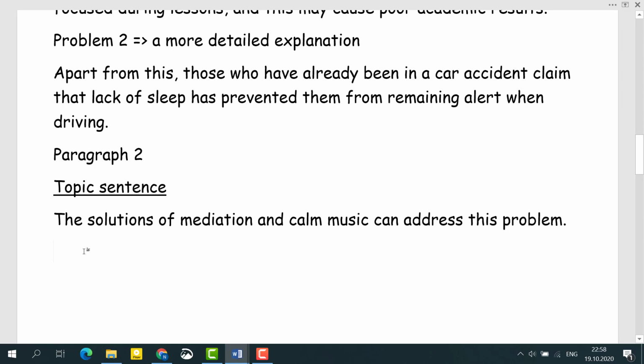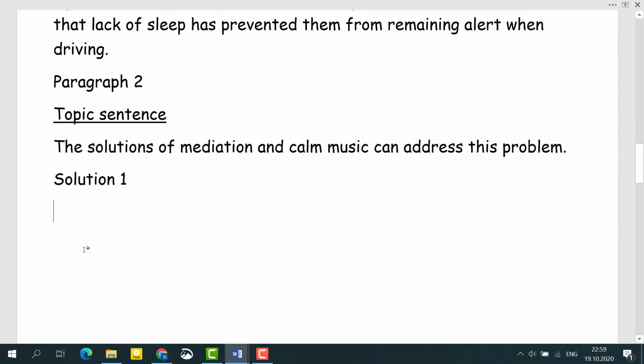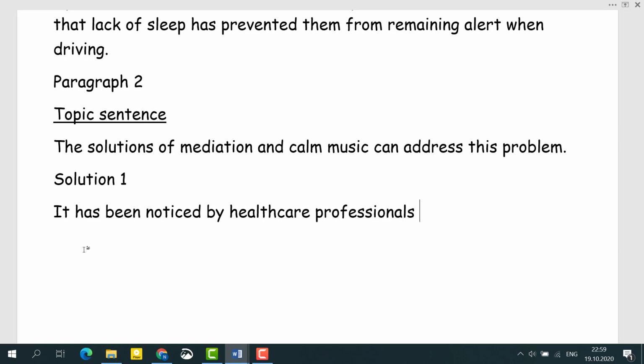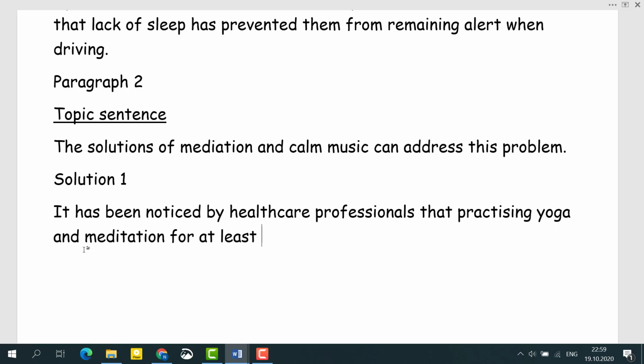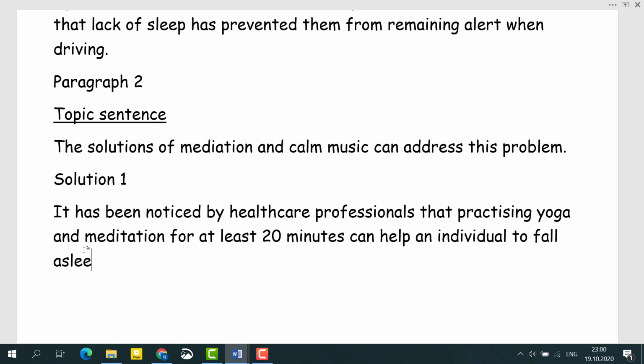Now, I need to talk about the first solution in detail. How can I do it? It has been noticed by whom? Let's say by healthcare professionals. Healthcare professionals that practicing yoga and meditation for at least 20 minutes can help an individual to fall asleep easily.